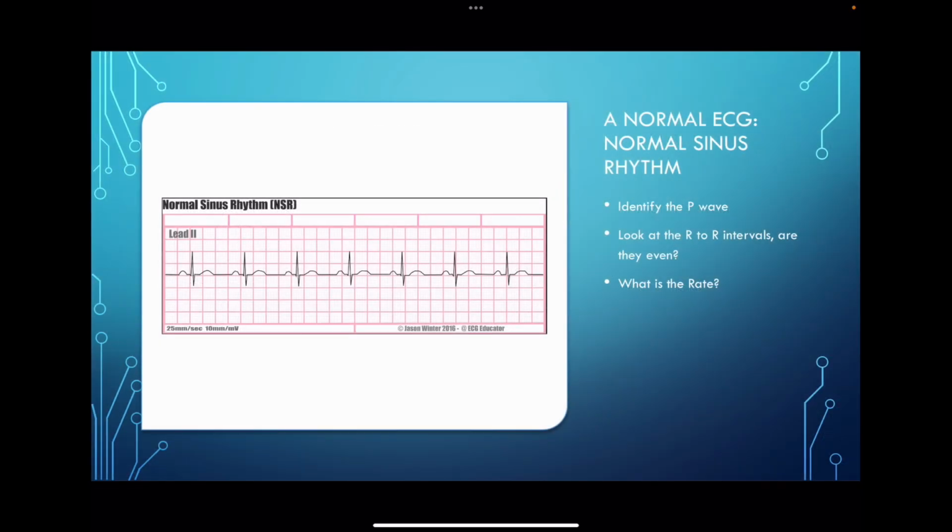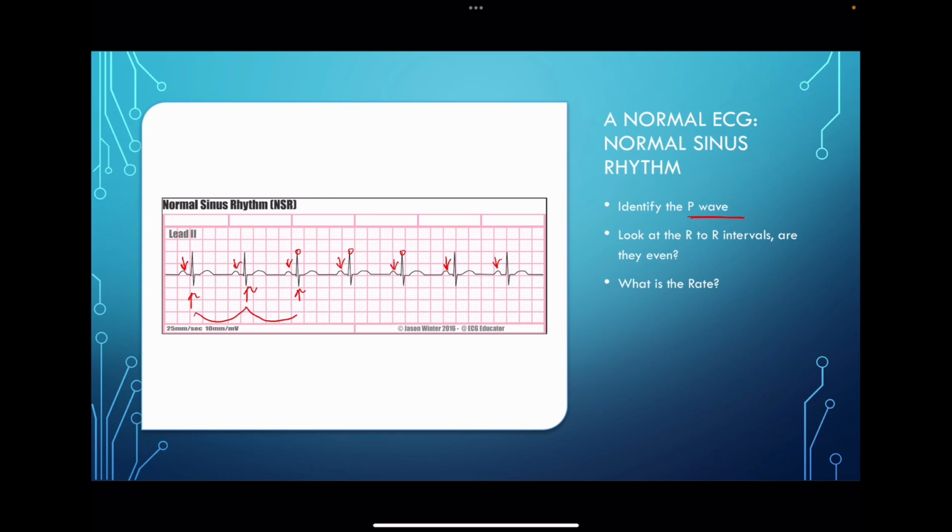All right. So for a normal sinus rhythm, what are we going to do first? We're going to identify the P wave. If we're looking at this rhythm over here on the left, you can see P wave, P wave, P wave all the way across. Then you're going to look at the R to R intervals. These are your QRSs. Your R to R intervals are the peak point of your QRS to the peak point of your next QRS, and making sure those map out, which it looks like they do.